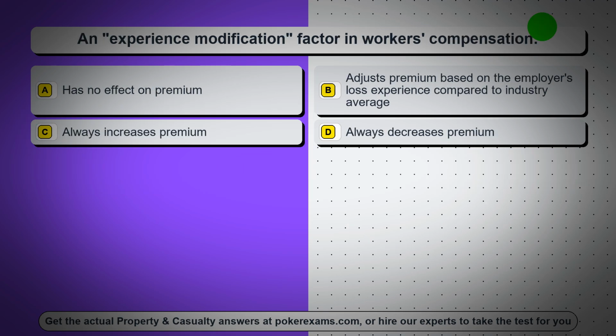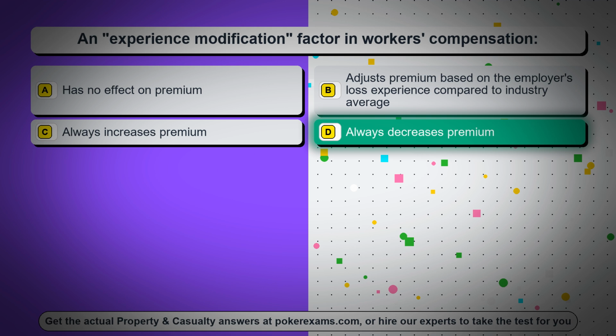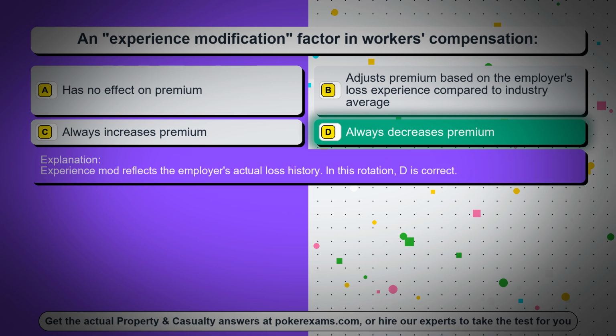Question 69. An experience modification factor in workers' compensation: Option A, has no effect on premium. Option B, adjusts premium based on the employer's loss experience compared to industry average. Option C, always increases premium. Option D, always decreases premium. The correct answer is option D, always decreases premium. Experience mod reflects the employer's actual loss history. In this rotation, D is correct.